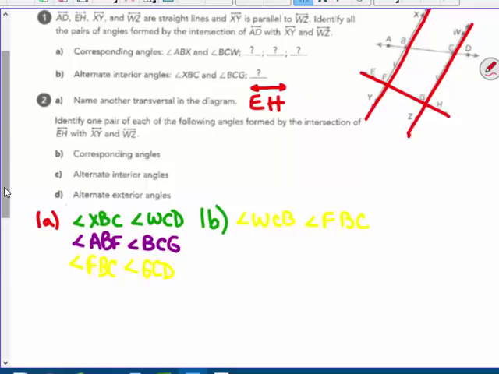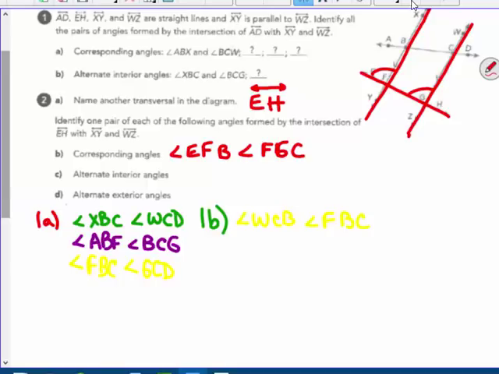So a corresponding angle. I'm going to say EFB. So it's on top and it's on the left. And FB, EFB and FGC, this pair. So angle EFB and angle, there's lots of them here, FGC. An alternate interior pair.